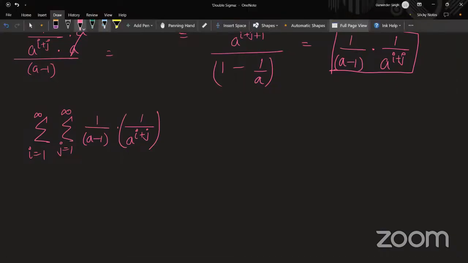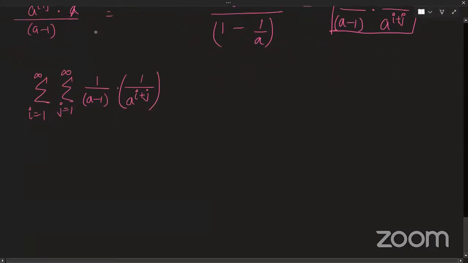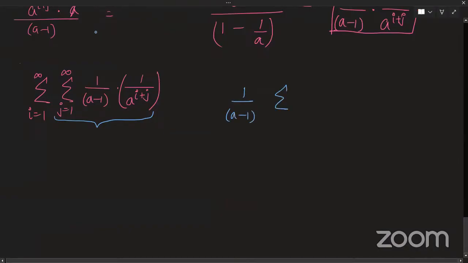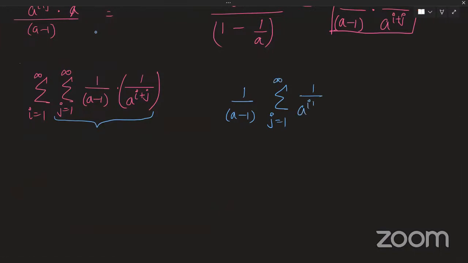Okay. Now tell me, what will we do now? What is the constant? Correct. First I would need to solve this sigma. So it will be 1 by a minus 1 sigma, j is going from 1 to infinity, 1 by a raised to i plus j. Right? So now can you help me evaluate this thing?